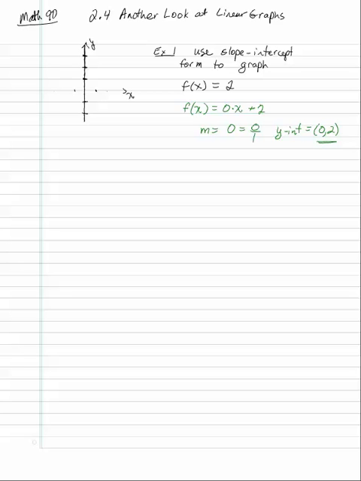So I can start here, (0, 2). That's where it crosses the y-axis at 2. My slope's up 0 over 1. Up 0 to the right 1. And you see you get a horizontal line. Draw my line through it.